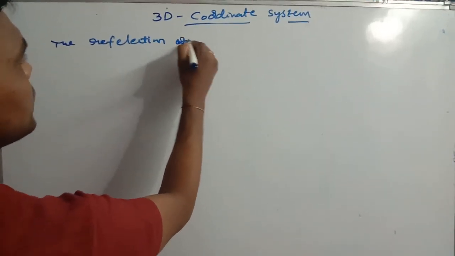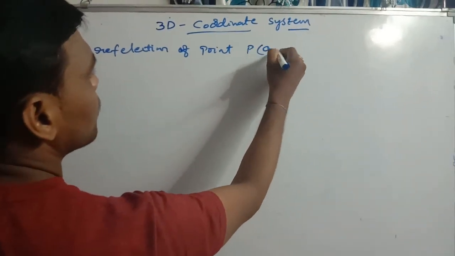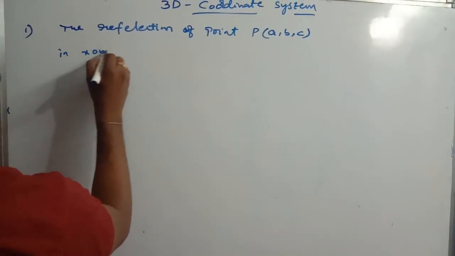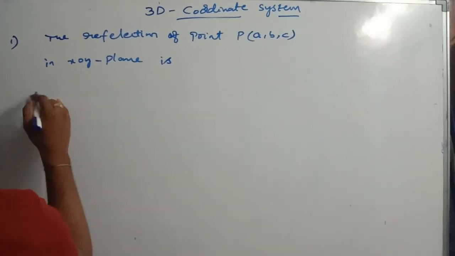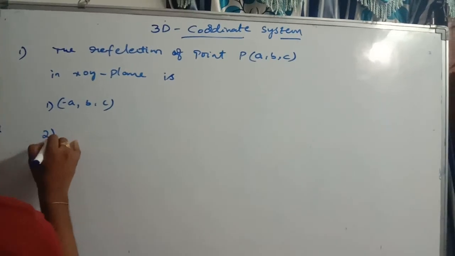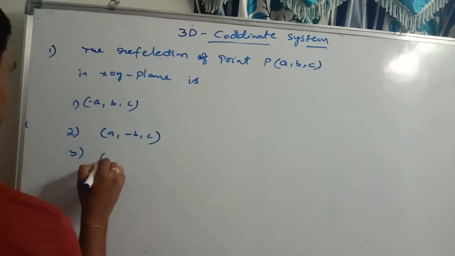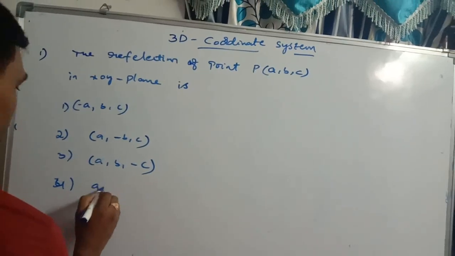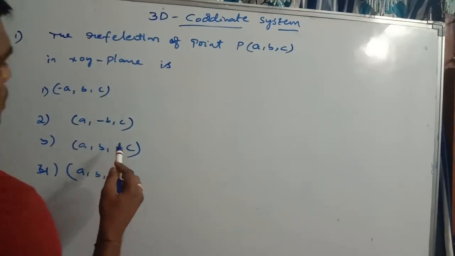The reflection of point P(a, b, c) in the XY plane is: first option is minus a, b, c; second option is a, minus b, c; third option is a, b, minus c; and fourth option is a, b, minus c. Now third and fourth are the same answers.